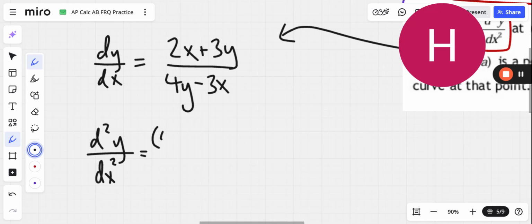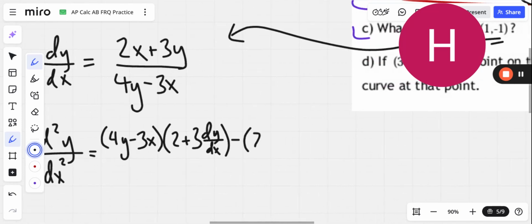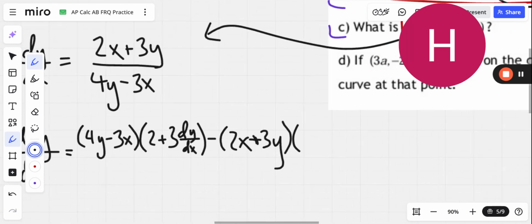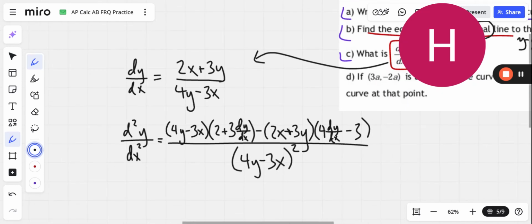So we have the low function, the bottom function, times the derivative of the top, which is 2 plus 3 dy dx, minus high d-low, which is the top function, that's the high, times d-low, that means the derivative of what's below, that's 4 dy dx minus 3. And this is all over 4y minus 3x squared.